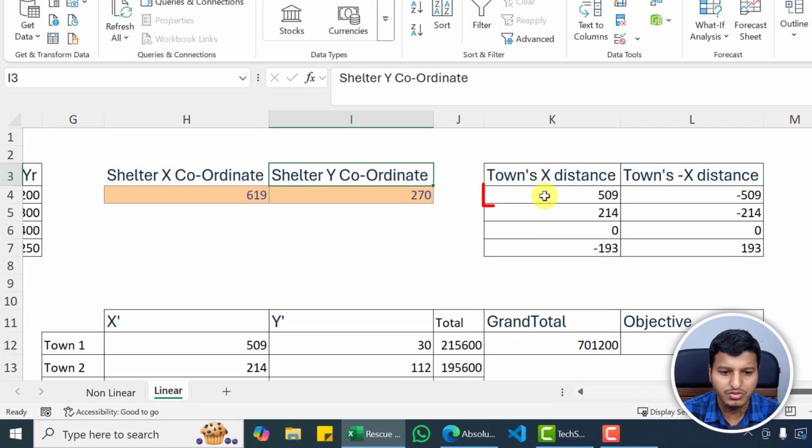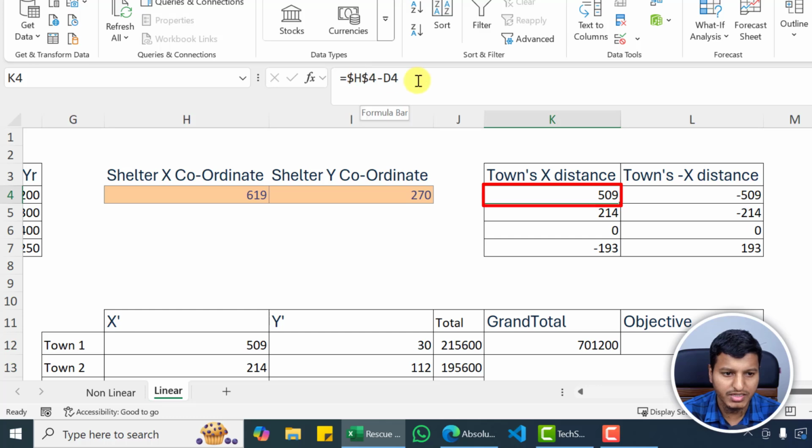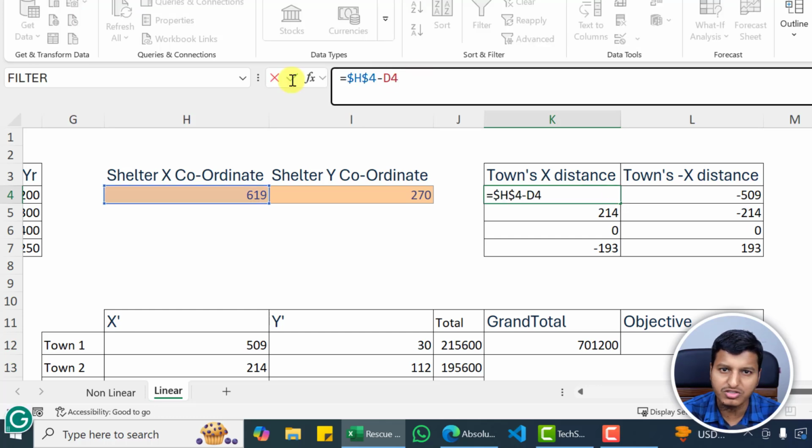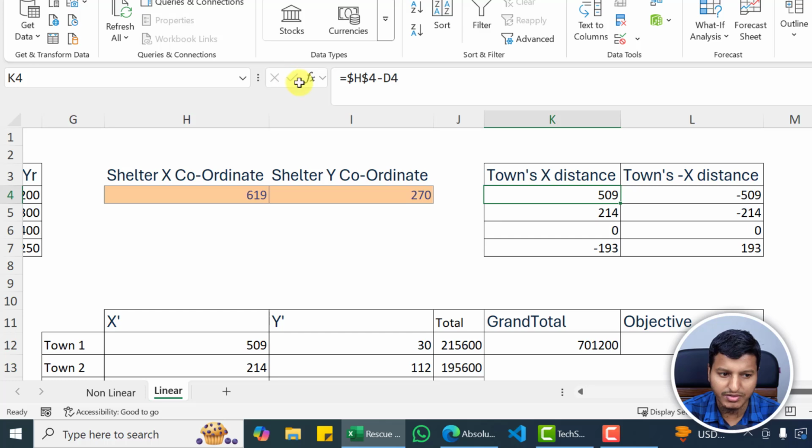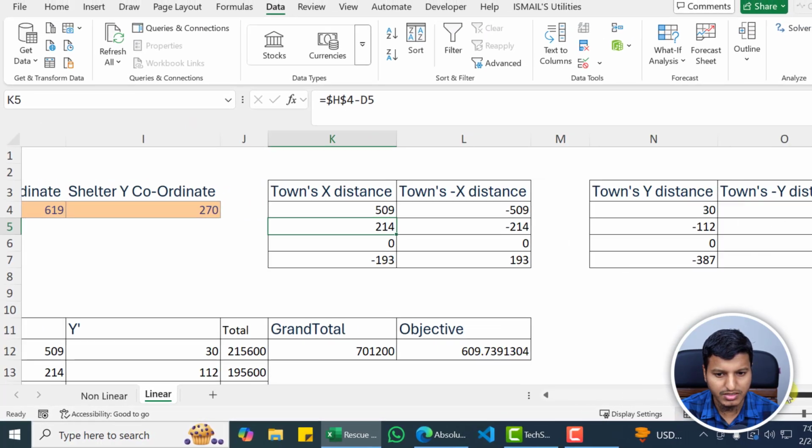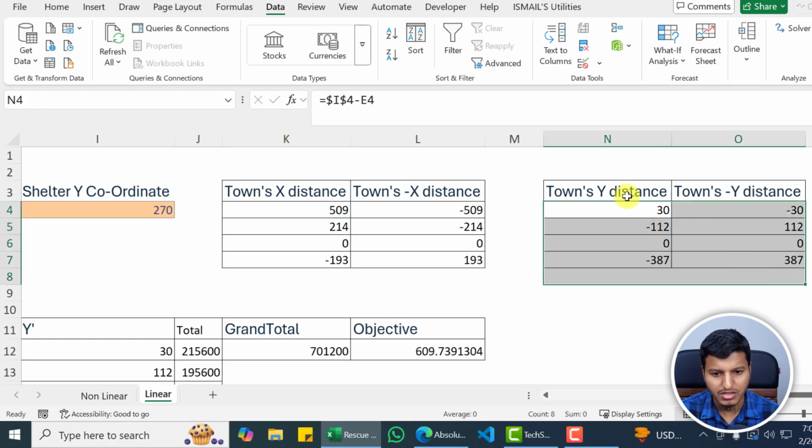So what we do is we get this H4 minus D4, that will give me the first town x distance of the absolute function, right? And we need to minus x distance, so that is basically D4 minus H4. You can see D4 minus H4. And we are extracting that town x distance and town minus x distance for all of those four towns. And then we get this for the y part, town y distance, town minus y distance.